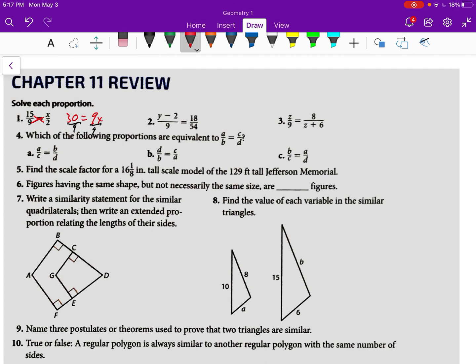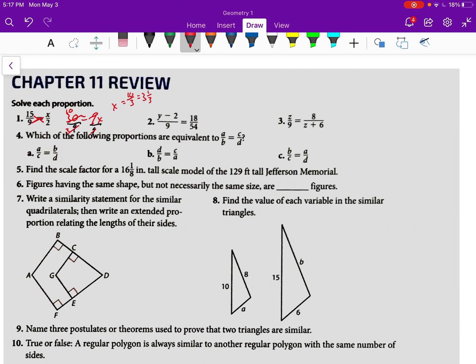And we get 30 divided by 9. Well, 3 goes into both of those. 3 goes into that 3 times, and 3 goes into this 10 times. So we have x equals 10 thirds, which is 3 1/3.